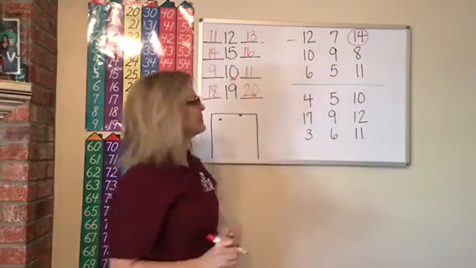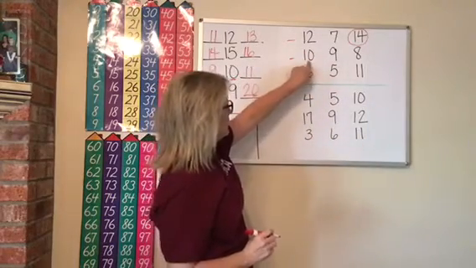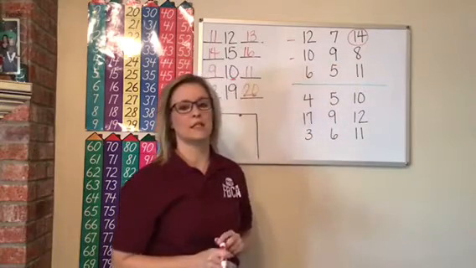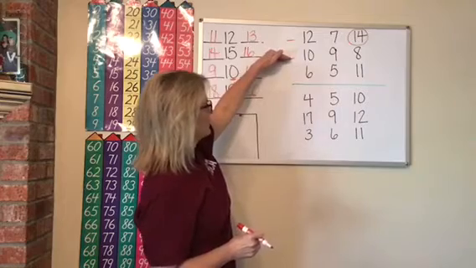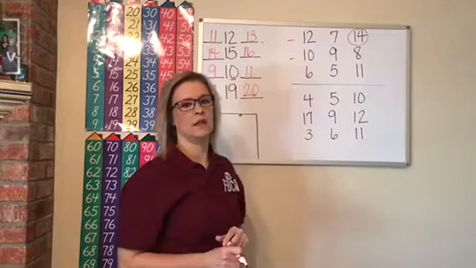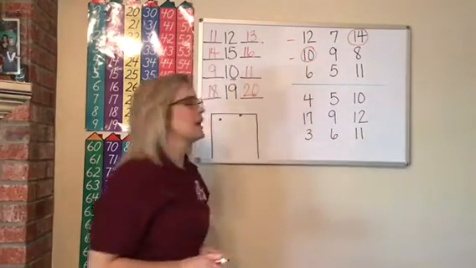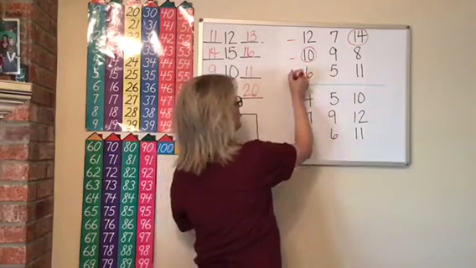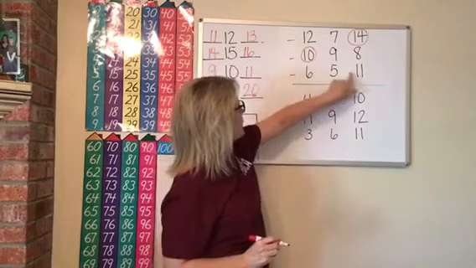Very good. Okay, let's do this row right here. We have 10, 9, and 8. Which number is the largest number in this row? Is it 10, is it 9, or is it 8? It's 10. 10 is the largest number in that row. Okay? Let's go to this row right here. We have 6, 5, and 11.